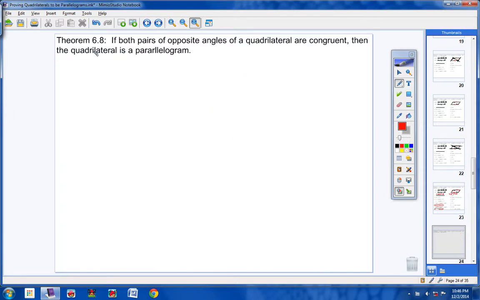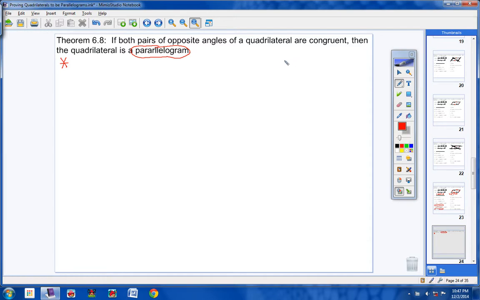Okay, now students, here's theorem 6.8. Go ahead and copy this down, please, okay? If both pairs of opposite angles of a quadrilateral are congruent, then the quadrilateral is a parallelogram, okay? Sorry about the spelling right there. If both pairs of opposite angles of a quadrilateral are congruent, then the quadrilateral is a parallelogram. Okay, copy that down, please. I'll wait just a second for you to do that.